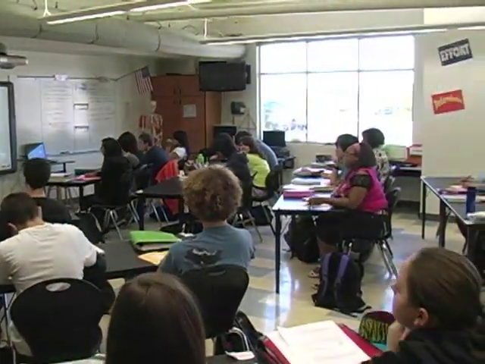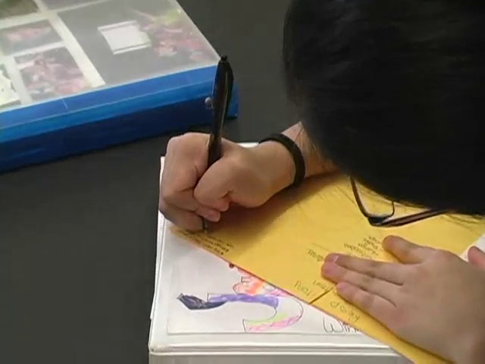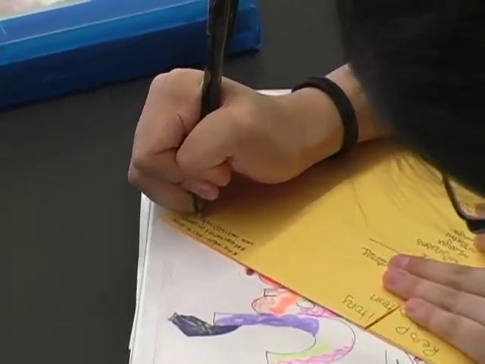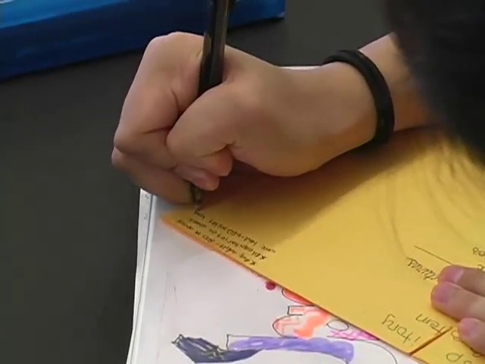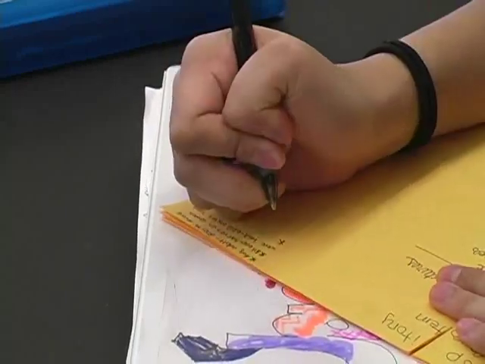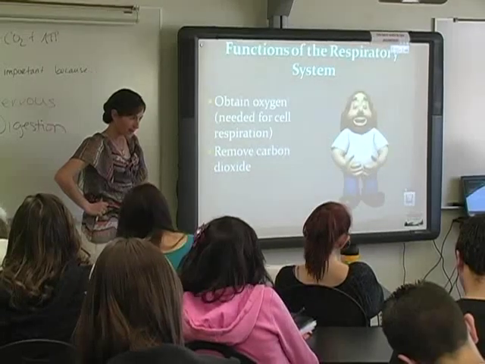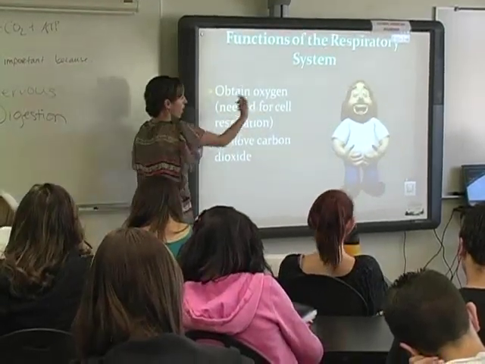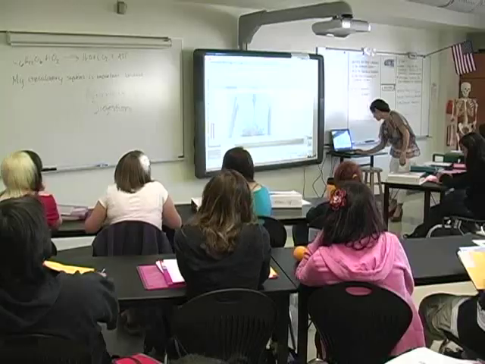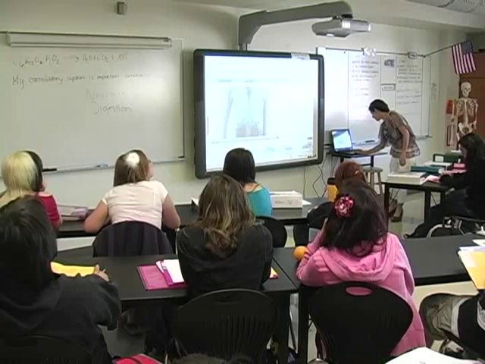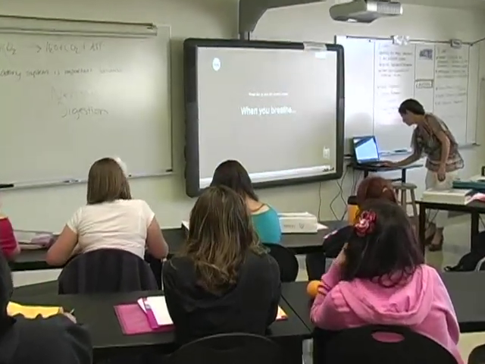All right, the next function is to remove carbon dioxide. So as we breathe in what? Carbon dioxide. Oxygen. Last I checked, you weren't a plant. And when we breathe out what? Good. So all a part of the respiratory system. I want to show you a really quick 2-minute video on the respiratory system, and then we're going to go into our investigating today. Okay?